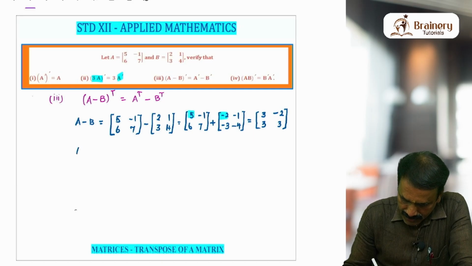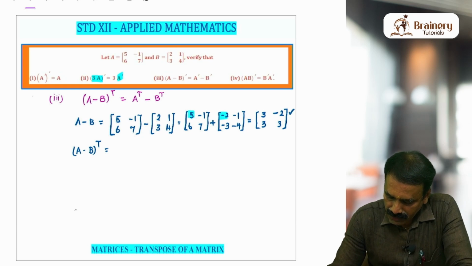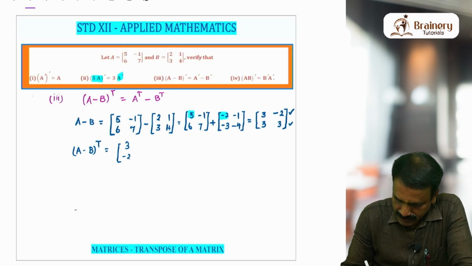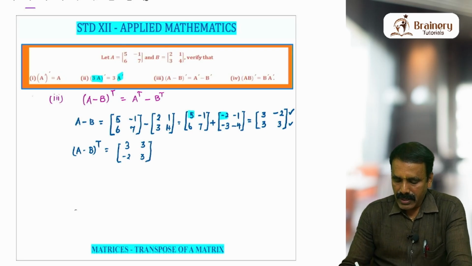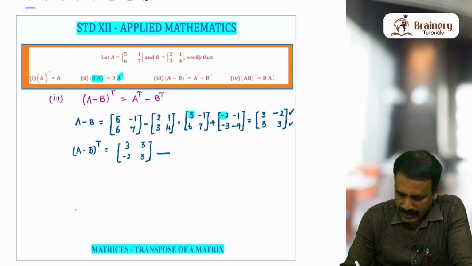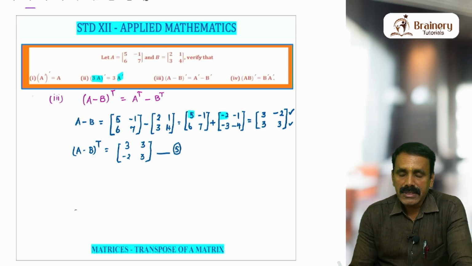Now, I am going to find A minus B whole transpose. After finding A minus B, I am going to do the transpose. So here the first row will be rewritten as the first column. So it is 3, minus 2. The second row will be rewritten as the second column. So this is the process of finding the transpose. So I got A minus B whole transpose. Let us mark this as the fifth equation. Is it clear?